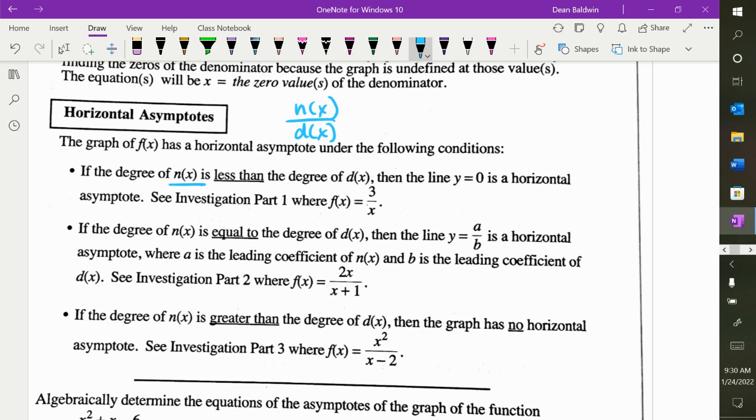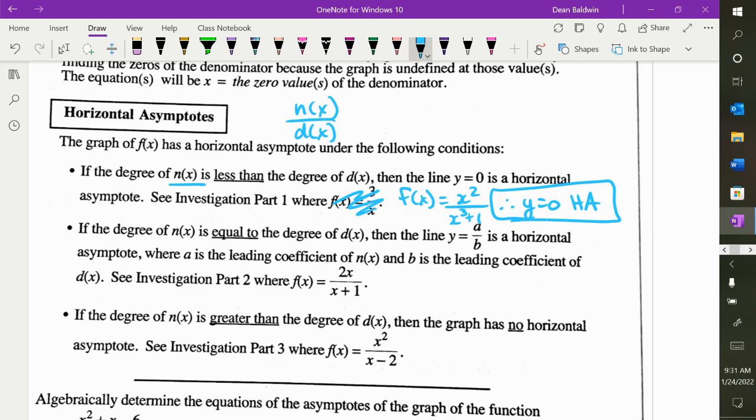So what that means is, if I have, I don't like this example here. Let's do this one, make it clear. x squared over x cubed plus 1. Okay, so what's the degree of the numerator? 2. What's the degree of the denominator? 3. All right? Therefore, y equals 0. And I'm going to write horizontal asymptote as HA.